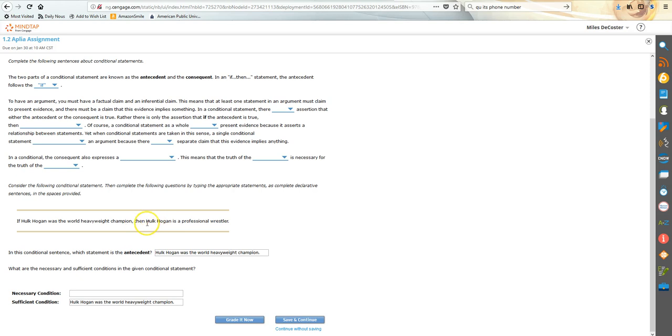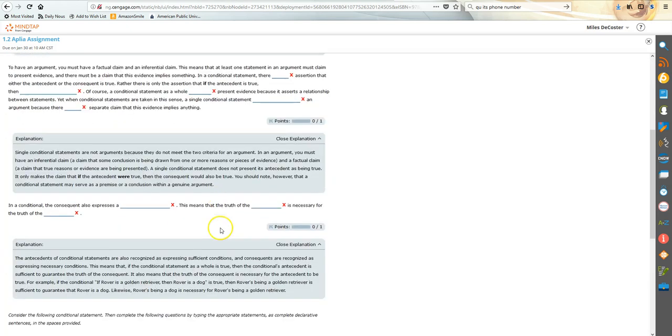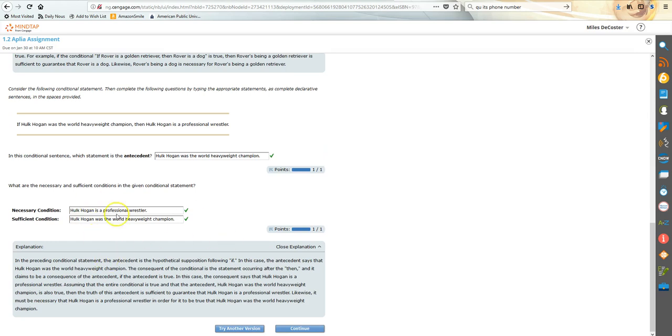So the part that follows then in a conditional statement is going to be your necessary condition. So Hulk Hogan is a professional wrestler. That's necessary for him being the heavyweight champion. Okay. Grade that, and down here, that's correct.